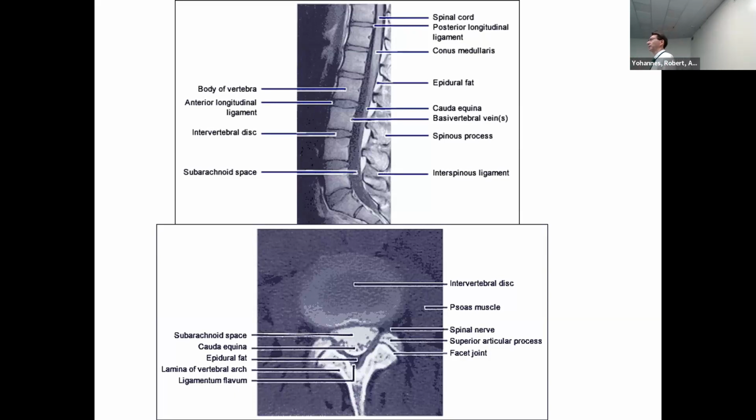Now, the roots themselves, they come out of the canal in the foramina. So between each two vertebrae, we have these foramina where the nerve roots come out, and unless they're impinged, there's no problem, but obviously the degenerative changes can impinge on them. That's what we call a radiculopathy.